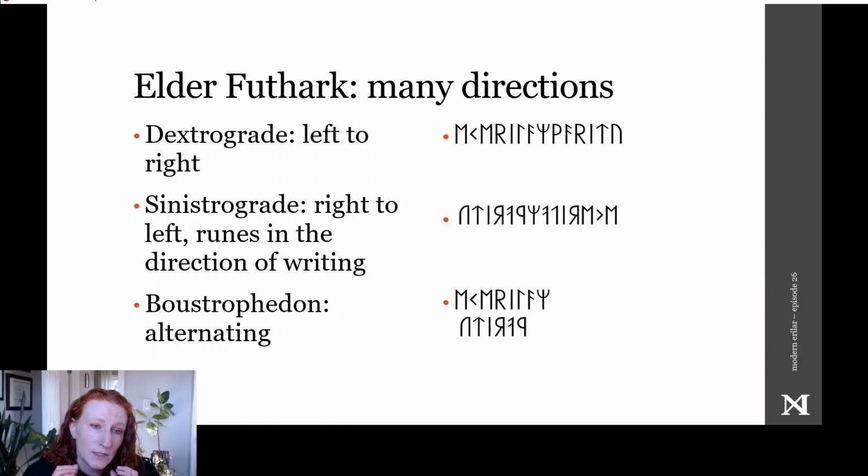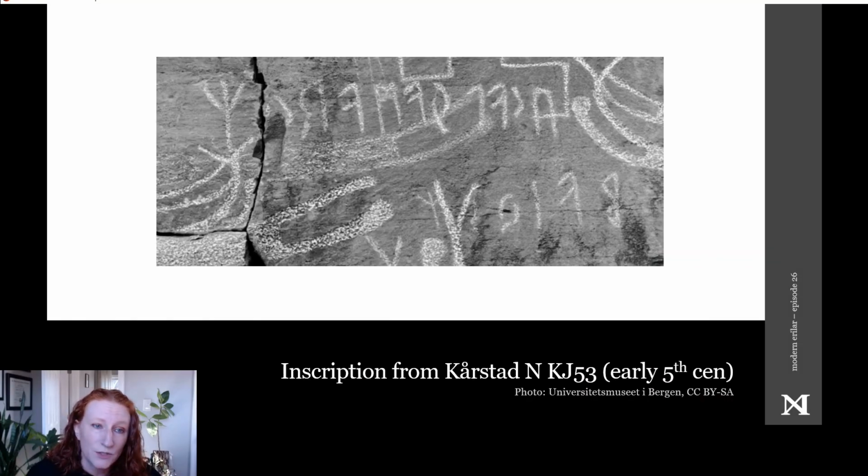And in sinistrograde inscriptions, the runes themselves also are formed in the direction of writing. So all runes in the inscription look like they are mirrored. The Korstad inscription is a good example of this. The text starts at the right and proceeds left, and the rune shapes also flow from right to left.